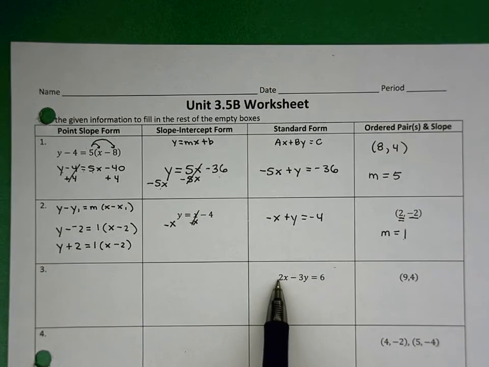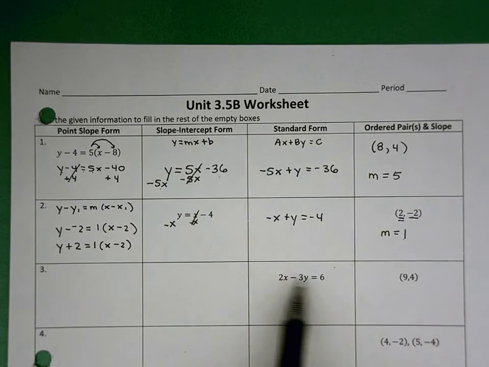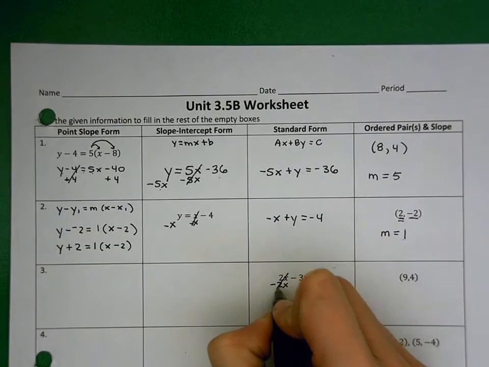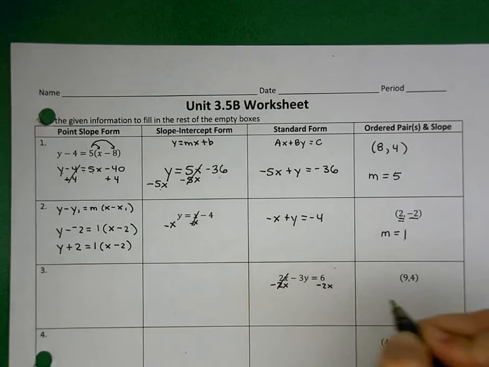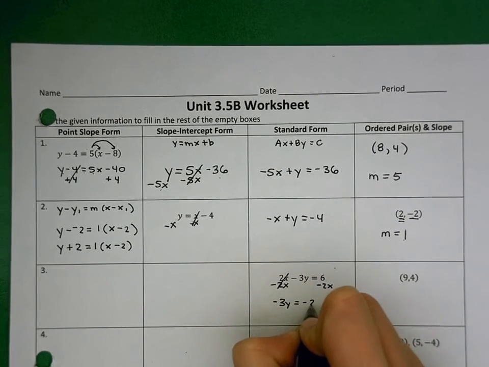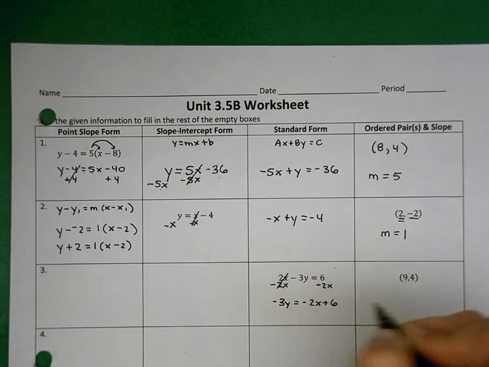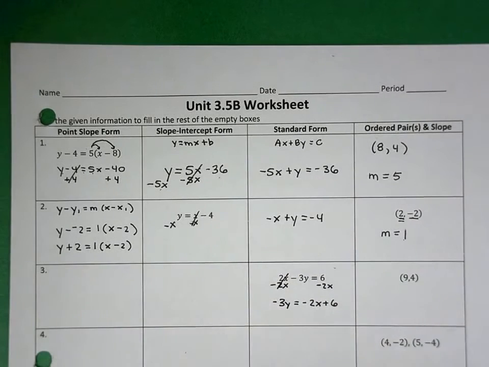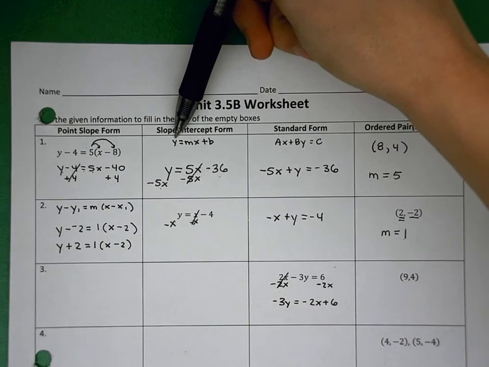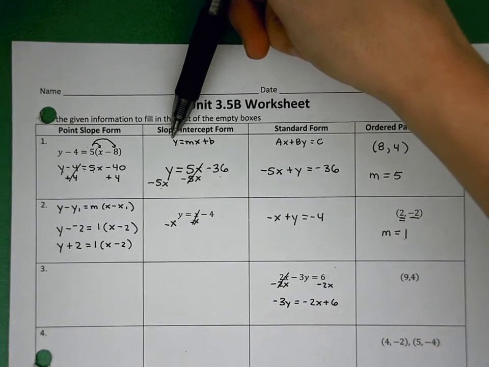I want to get rid of this 2x. I want to bring it over to the other side. And so I'm going to go ahead and subtract 2x over here. So we're left with negative 3y equals negative 2x plus 6. Okay. So now my x and y are on opposite sides. Check. The other thing I notice about slope-intercept is that y is all by itself.